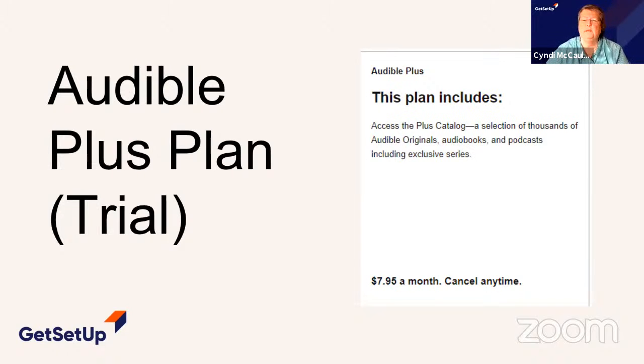With the trial plan, you get access to the Plus catalog. There are many, many free items out there that you can download and listen to. It also includes thousands of Audible original books, the audiobooks, and a lot of really good podcasts. I found some really good podcasts out there, if any of y'all are familiar with podcasts. This is what you get for free for a month.